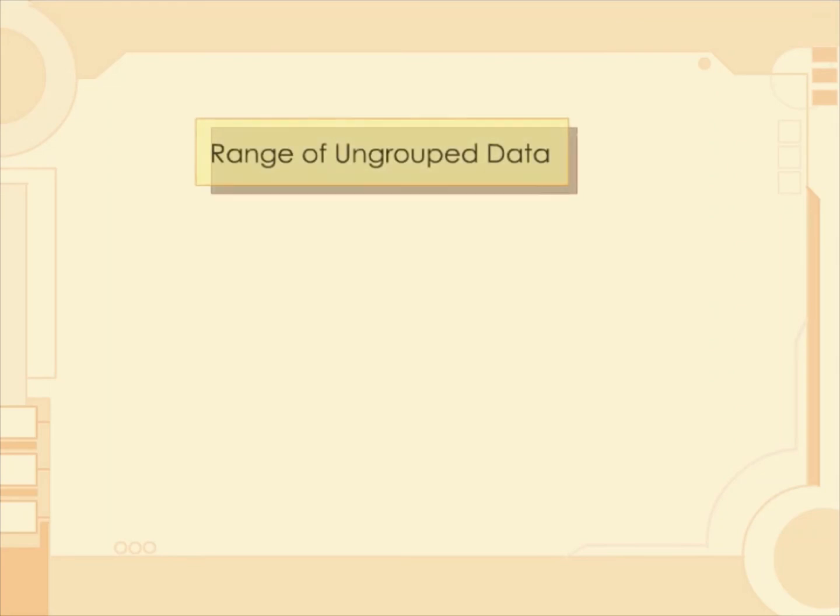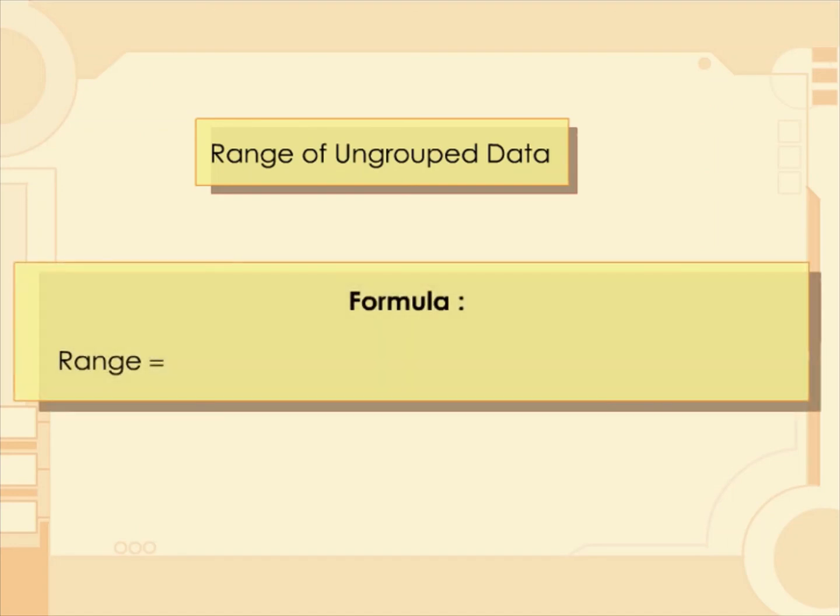In this lesson, we have also learned how to find the range of ungrouped data. Range is the extent of the data set and is defined as the difference of the highest value and the lowest value of data.